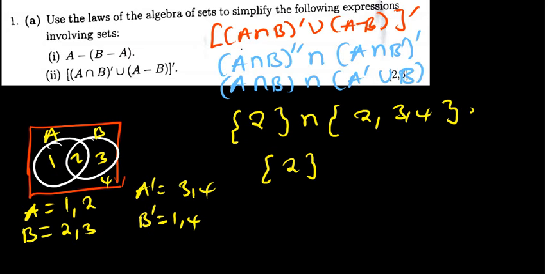Now what is 2? What is 2 here? The 2 we have here is A intersection B. So the answer here is A intersection B. Using a Venn diagram, believe me, you will never get this question wrong. It's not possible.